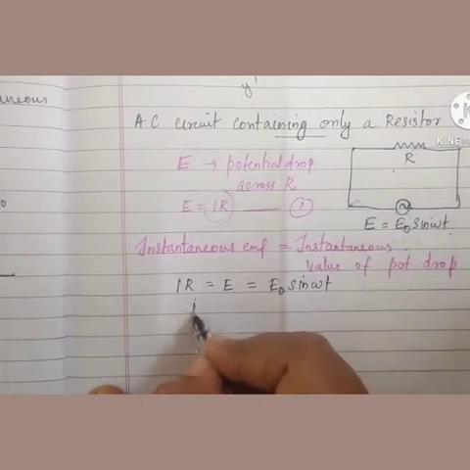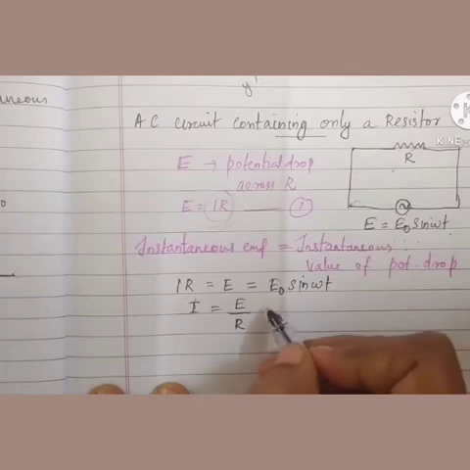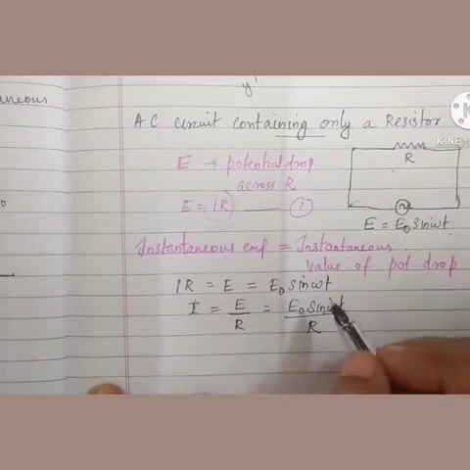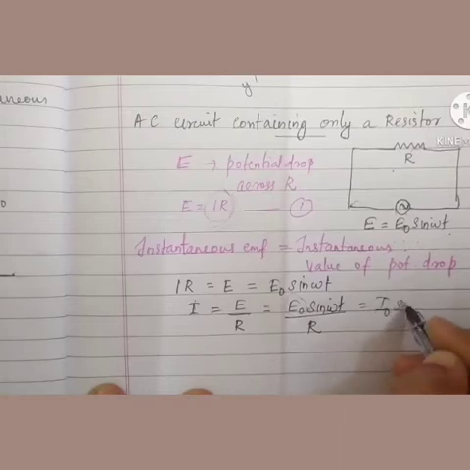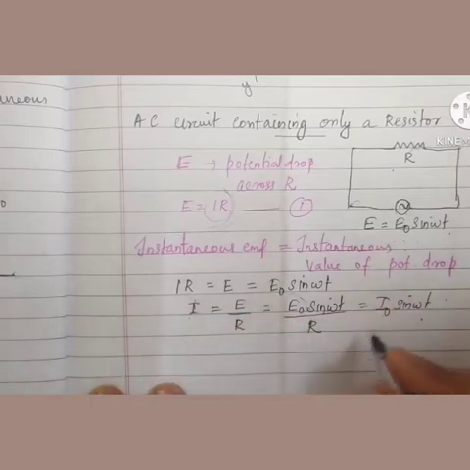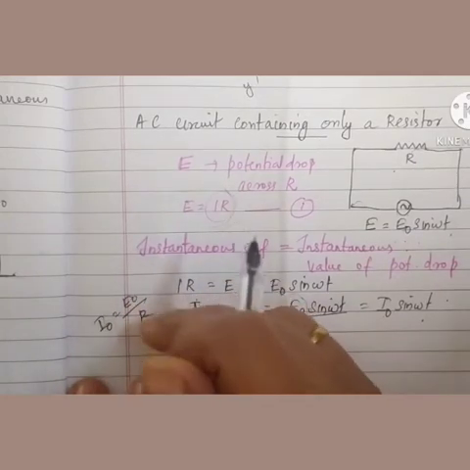Correct? Therefore, I is actually equal to E by R. That is clear from Ohm's law, which is equal to E0 sine omega t by R. Now this E0 by R is what? I0. I0 sine omega t. Clear? So I equals I0 sine omega t. Clear for you? So in this expression it is clear that I0 is equal to E0 by R with Ohm's law.